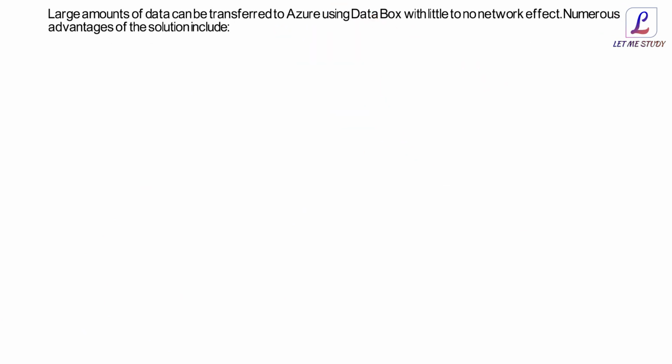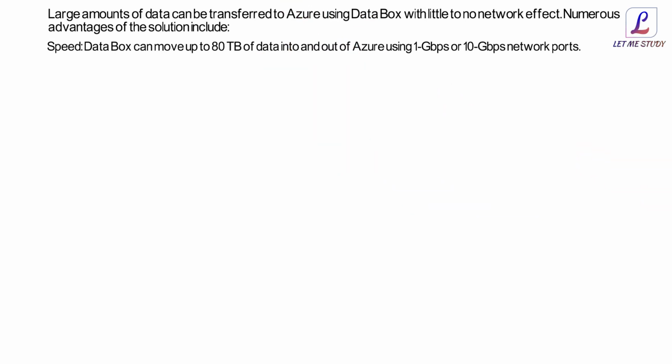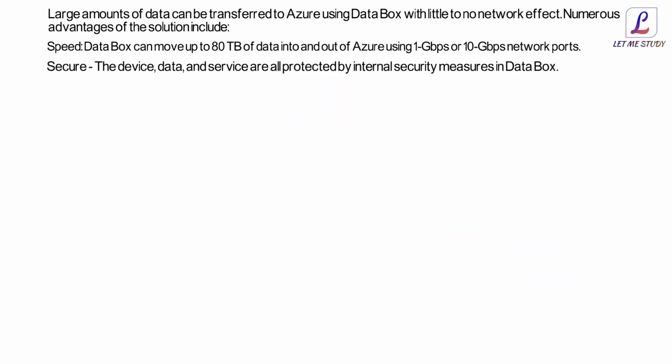A large amount of data can be transferred to Azure using Data Box with little to no network impact. Numerous advantages of the solution include speed. Data Box can move up to 80 TB of data into and out of Azure using 1 Gbps or 10 Gbps network ports. Secure: the device, data, and service are all protected by internal security measures in Data Box.